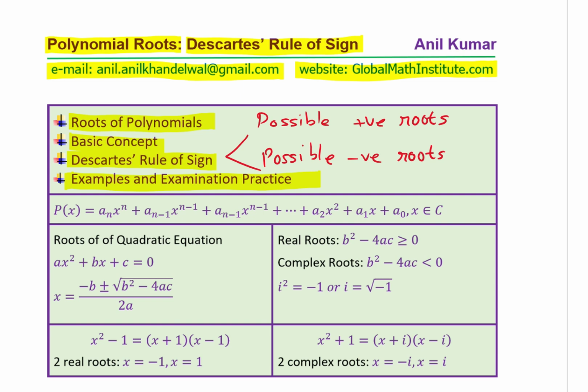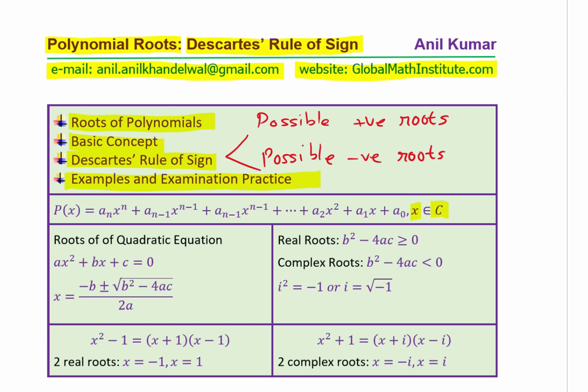A polynomial, as you can see here, is written like this: a_n x to the power of n plus a_(n-1) x to the power of n minus 1, and so on, till a_2 x squared plus a_1 x plus the constant a_0, where x could be any complex number.